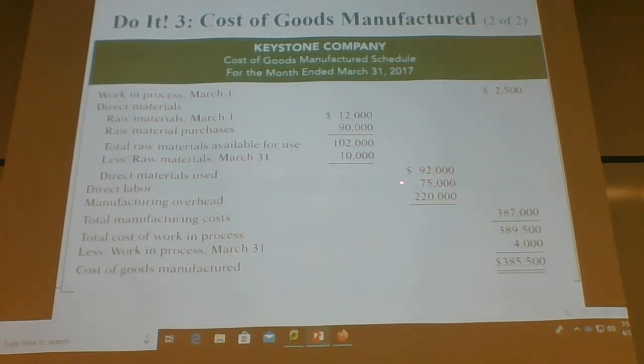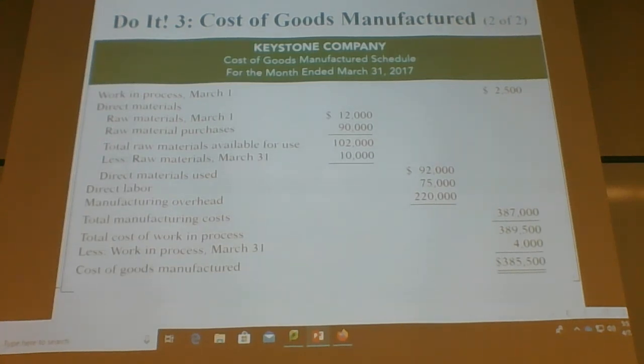Direct labor is direct labor, 75,000. Manufacturing overhead is 220,000. We add those together, we come up with 387,000 plus the 2,500 here. I know we've already done an example of this, that's okay. That gives us 389.5 minus our work in process at the end of the month of 4,000 gives us 385.5.